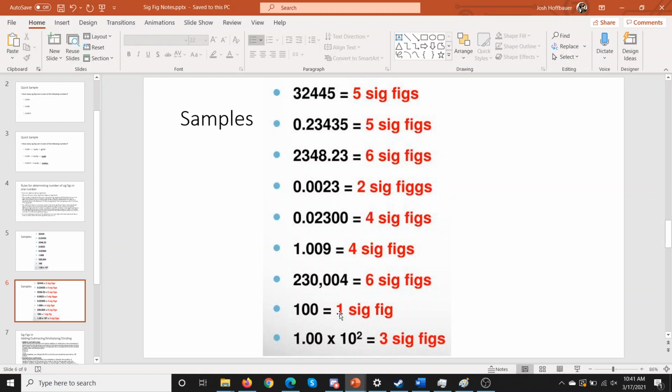We have 100, which is only 1 sig fig. There's no decimal point here, so we stop counting at that first one. And then the last one, 1.00 times 10 to the second power. In this number right here, the 1.00, because those zeros are after the decimal point, they are significant, so we have 3 sig figs in this one.